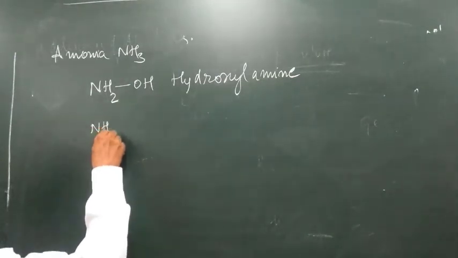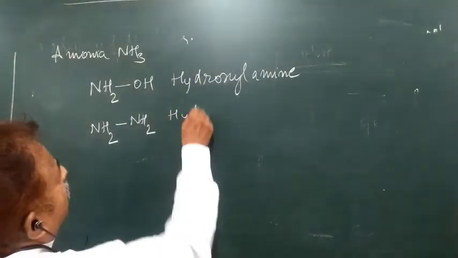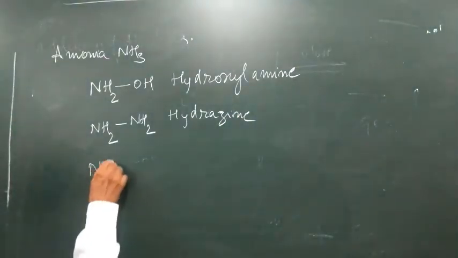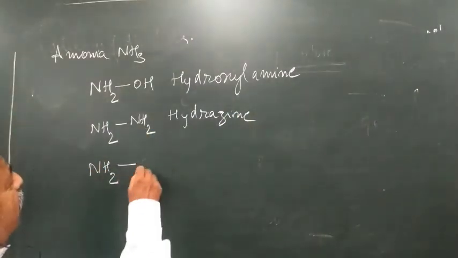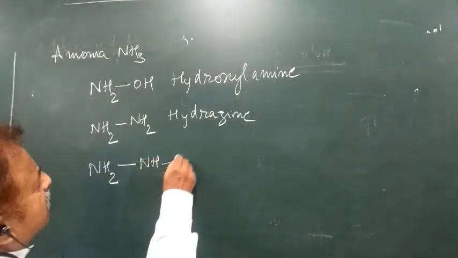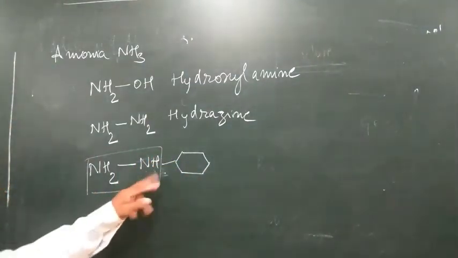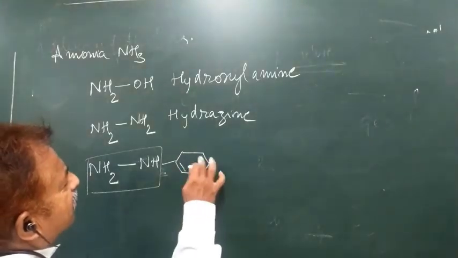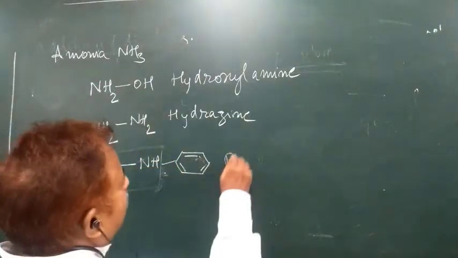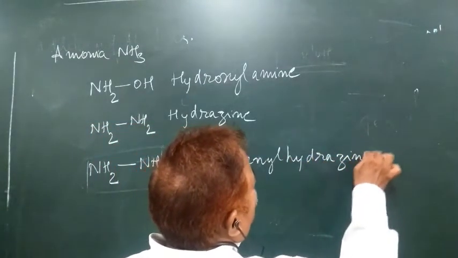In NH2, one hydrogen atom is replaced by one more NH2 group. This is known as hydrazine. In hydrazine, one hydrogen atom is replaced by a phenyl group, therefore it is phenylhydrazine.